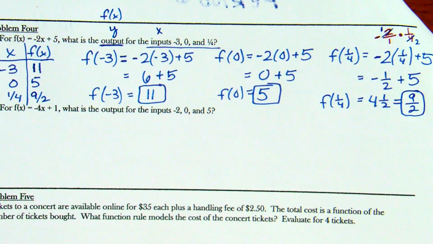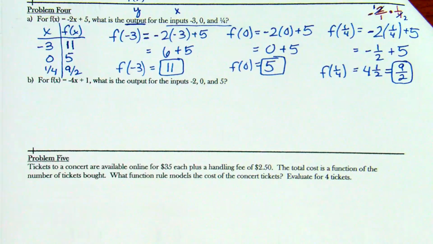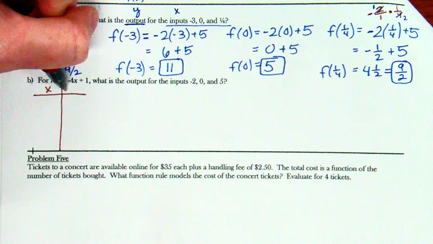Okay. B, I'm not going to write out as much work, but we'll at least talk our way through it. I'll write out some, but for f of x equals negative 4x plus 1, what is the output for the inputs of negative 2, 0, and 5? What are negative 2, 0, and 5? The x's. It calls them inputs, so that means they are my x's. Negative 2, 0, 5. Taking those and putting them into the equation, right?